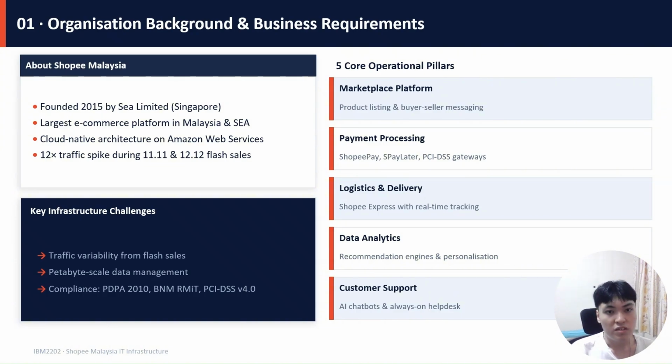Every single revenue-generating activity depends on IT across 5 cloud areas: the marketplace platform for product listing and messaging, payment processing through ShopeePay and a PCI DSS compliant gateway, logistics with real-time tracking, a data analytics powered recommendation engine, and always-on customer support with an AI chatbot. The key infrastructure challenges are managing traffic availability, petabyte-scale data, and strict regulatory compliance under Malaysia's PDPA 2010, BNM RMiT, and PCI DSS v4.0.